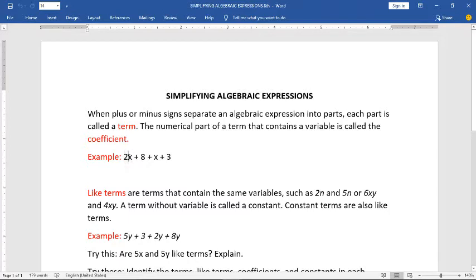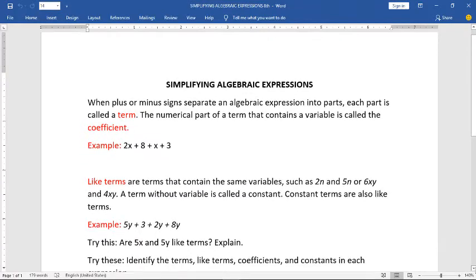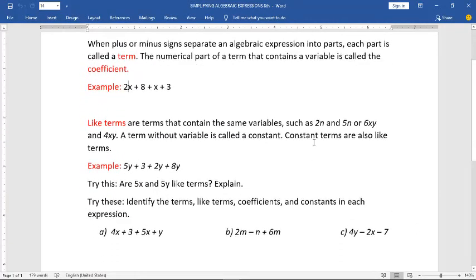2x, as I told you before, is a term by itself, and the 2 in front of the variable x is called the coefficient. The numerical part that goes with a variable is called the coefficient. Here is the coefficient of the variable x. Let's move forward. This was the first new vocabulary.